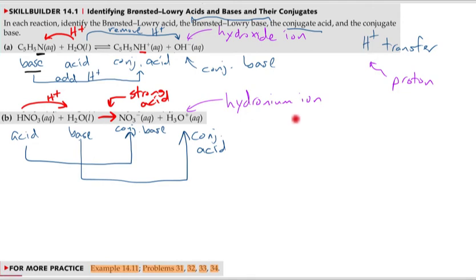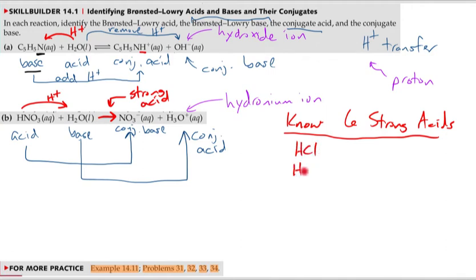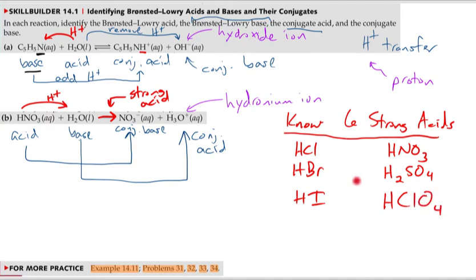For this class, we should know the 6 strong acids, and they are hydrochloric, hydrobromic, hydroiodic, so they're all cousins of each other, if you will, right? It's a halogen group showing up there. There are a couple of really common ones: nitric acid, like we see in this problem, sulfuric acid, and then the last one that's usually referred to as a strong acid is perchloric acid. And again, you should know these 6 here.